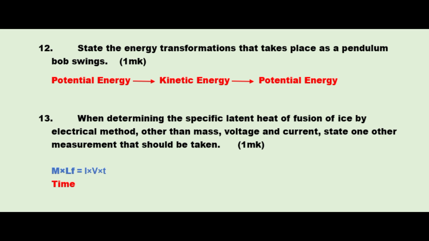Let's go to question 13. When determining the specific latent heat of fusion of ice by electrical method, other than mass, voltage, and current, state one other measurement that should be taken.